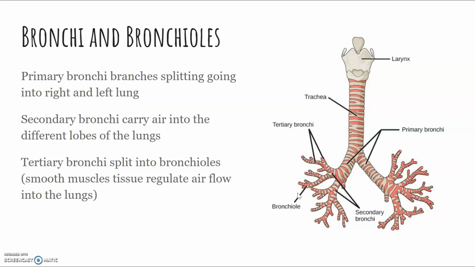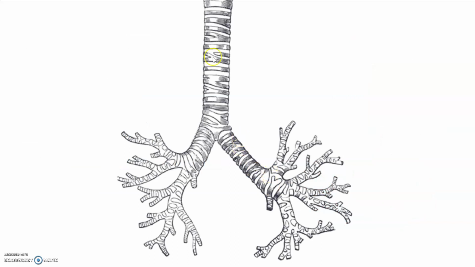So it's kind of like a hierarchy, and again, you could think about it like an upside down tree. So our main trunk or branch is the trachea, splits off into the primary bronchi, which is left and right lung. And then that's going to split off the secondary bronchi, which goes into the different lobes. One of your lungs has 3 lobes, one has 2. And then the tertiary bronchi are actually going to split into smaller branches called bronchioles, which are smooth muscle tissue that helps to regulate the air coming into the lungs. So this is just another picture. Again, you can see trachea here, primary, secondary, and then tertiary.